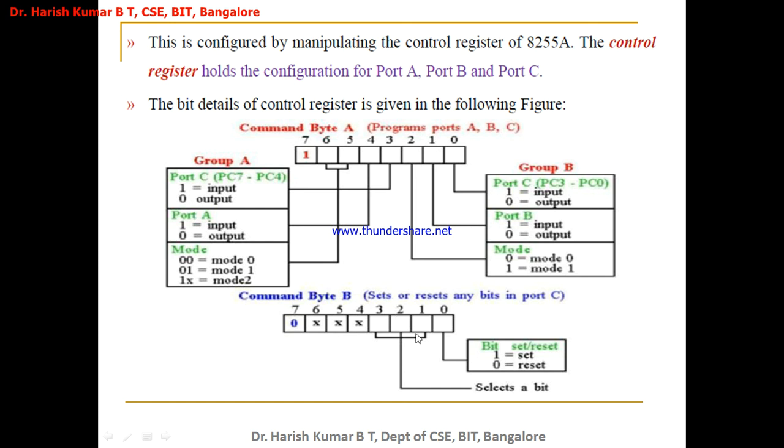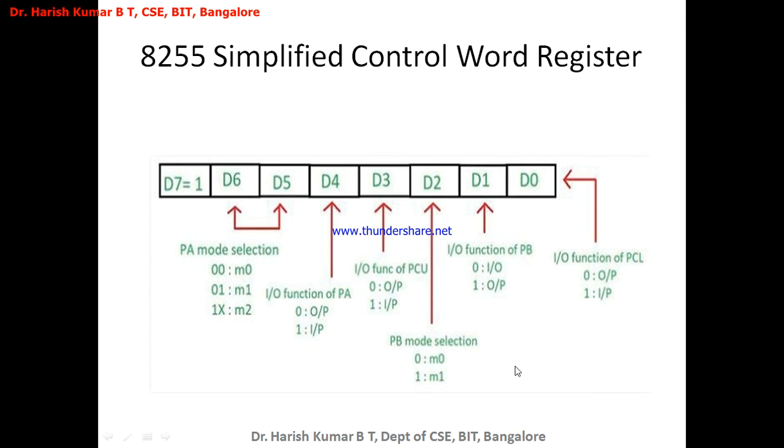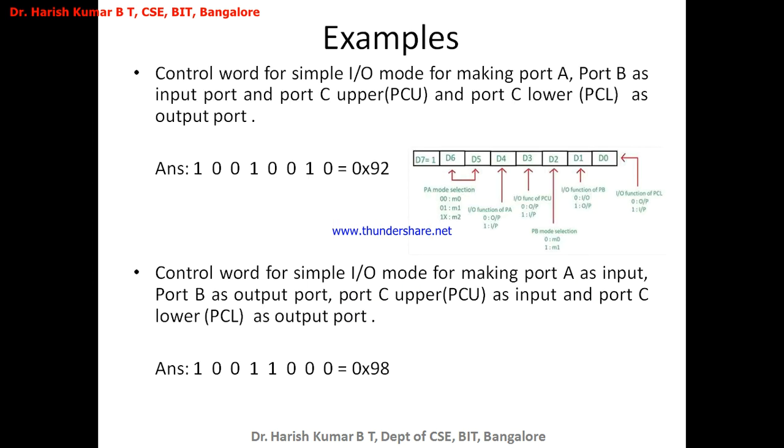This bit is again to make the 8255 operate in the BSR mode. Make this 0, and these 3 are don't care, they can be anything, and these 3 are for selecting the bit from port C, and this is for setting or resetting. This is understood. I have examples also.